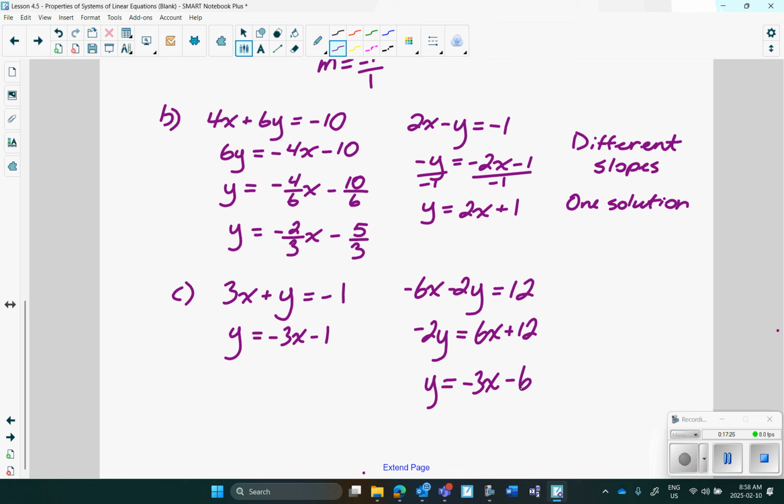Slopes are the same, which means it's either going to be infinite or no solution, but the y-intercepts are different. So one's not on top of the other, they're running parallel to each other, no solution. Because same slopes, different y-intercepts.